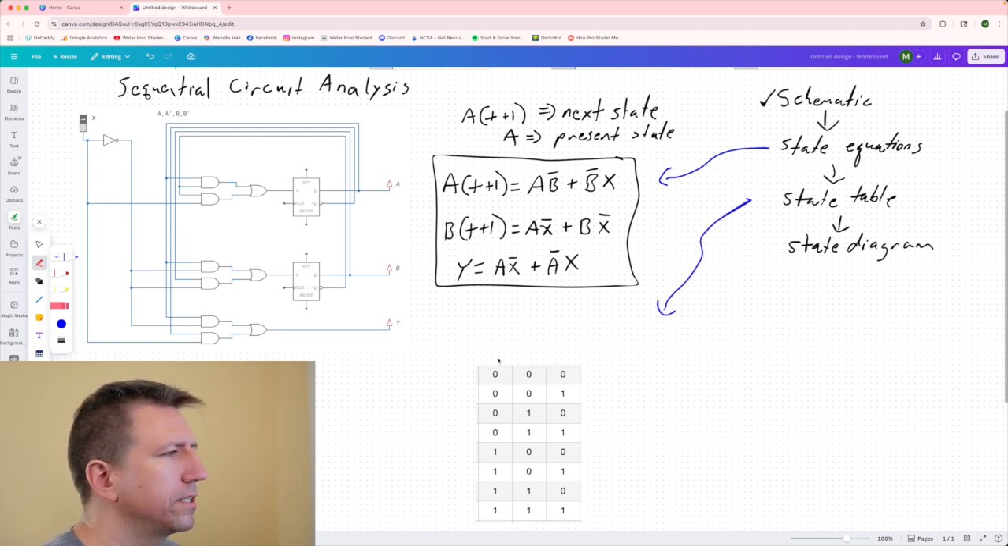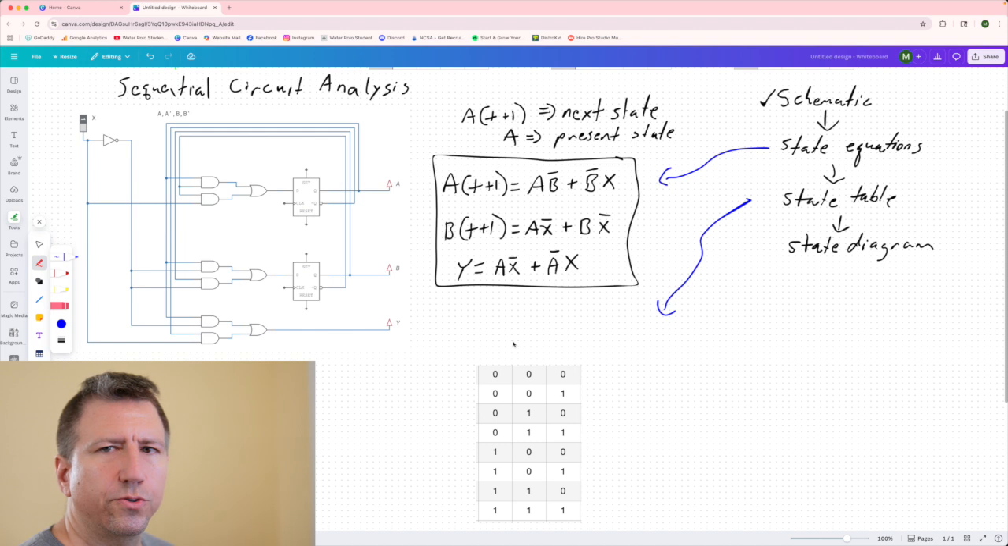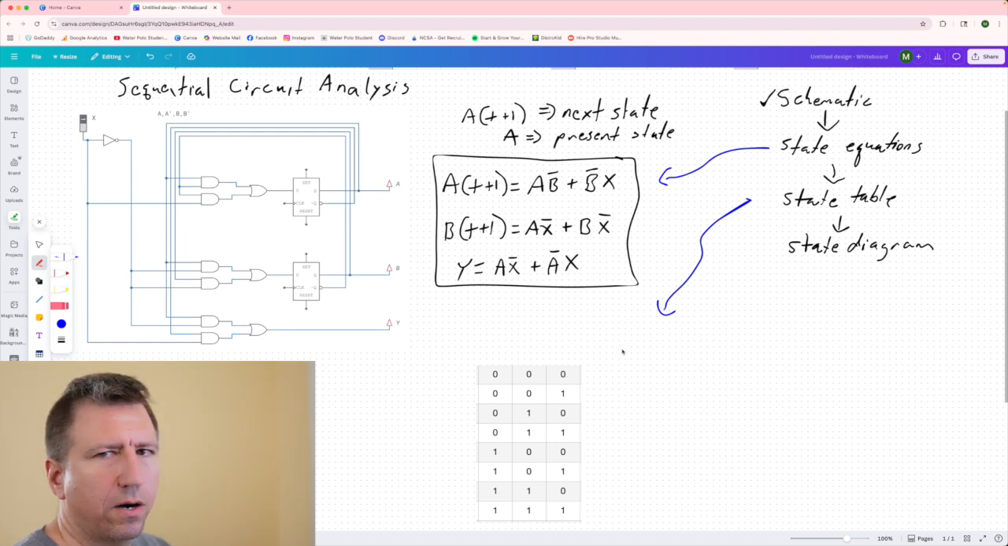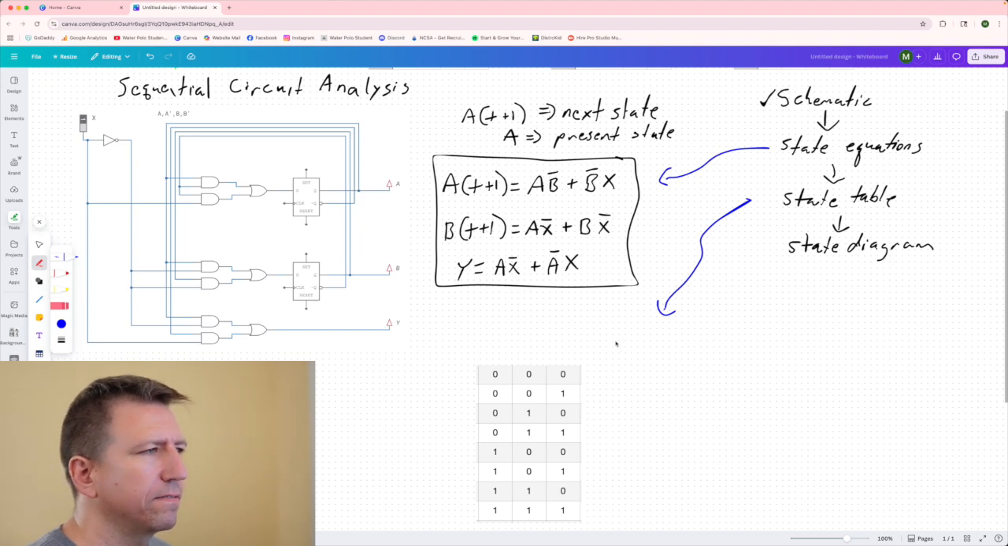Okay. And so the state table acts a lot like a truth table, in that we are going to look at all the possible combinations of something and then look at what happens to another set of variables. The difference is that what we look at as combinations and what we look at as the outputs, the inputs and outputs, are different. So we have this present state, which is going to be represented by these first two columns.